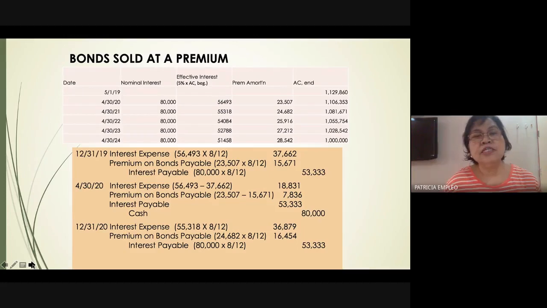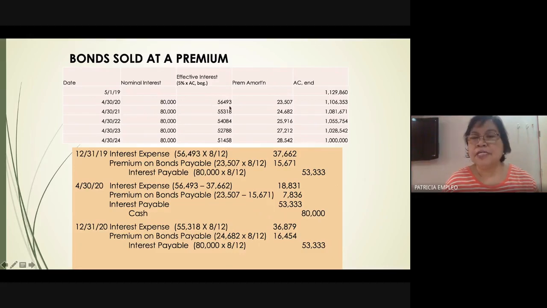Okay, let us prepare an amortization table assuming that the bonds were again sold for 1,129,860. So your beginning amortized cost is 1,129,860. For accounting purposes, we'll be recognizing interest expense equal to the effective interest. So based on this column, although we will be paying interest every interest date based on nominal interest, the difference between the nominal interest and the effective interest will be the amount that will be considered as premium amortization. 80,000 is fixed. This is 8% based on 1 million face value. The effective interest is moving because we start at an amount higher than the face value.